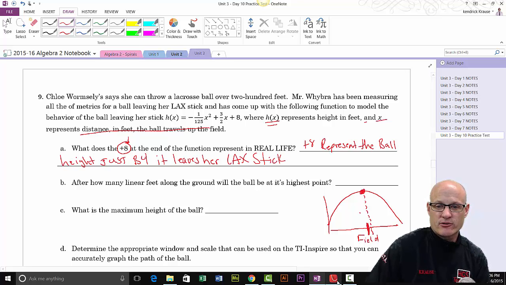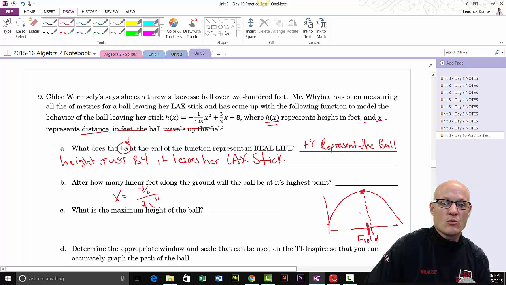So the first thing we've got to do is find the axis of symmetry. So that's going to be negative b. So we're going to do x equals negative b, which is negative 3 over 2, all over 2a. 2 times negative 1 over 125. So I do that in a calculator.